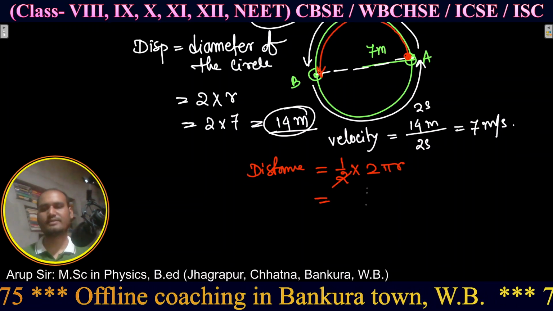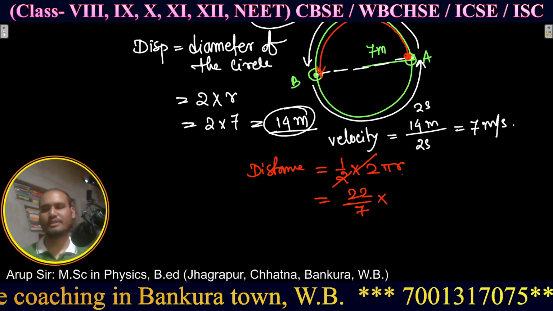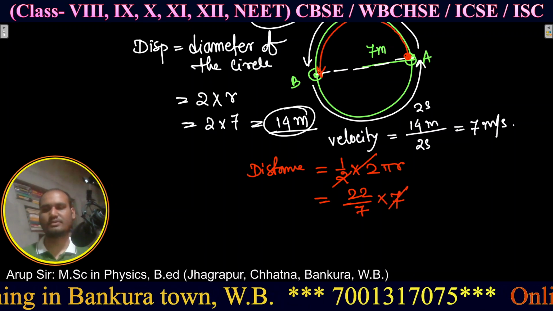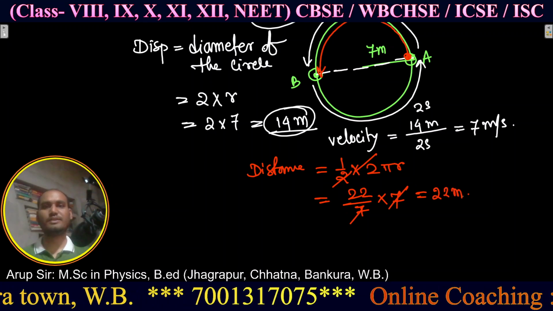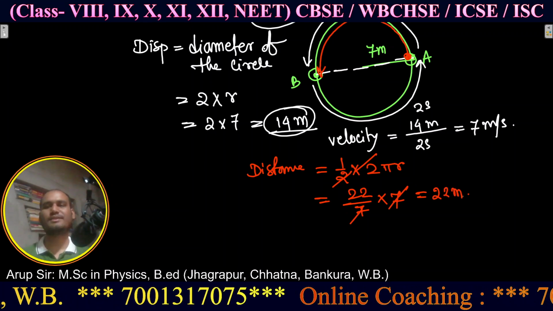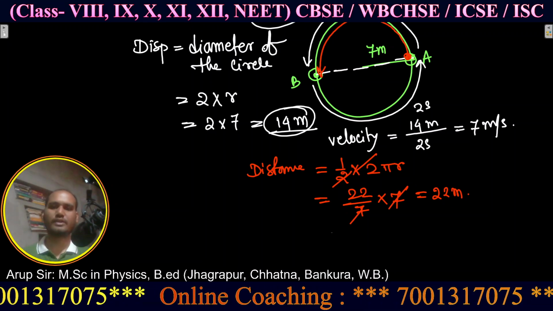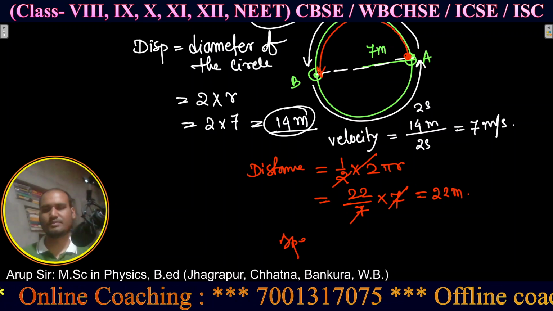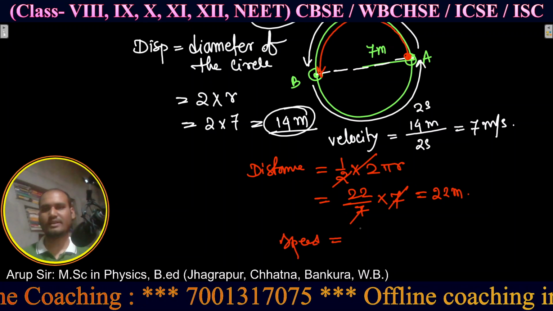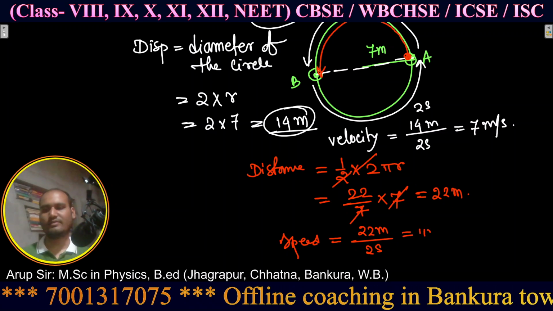2 will cancel, and it will be 22 by 7 into r. r means 7 meter. So 7 is cancelling, 22 meter. So 22 meter is the distance traveled, and how much time is fixed? 4 seconds for complete rotation, 2 seconds for half rotation. So speed will be equal to distance by time. So 22 meter by 2 seconds. So the answer is 11 meter per second.